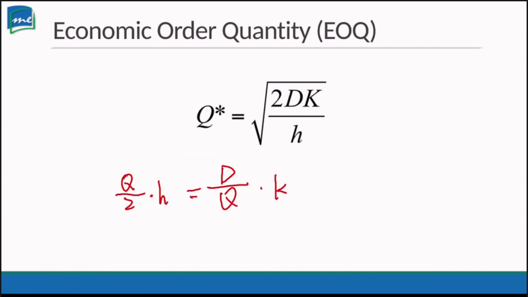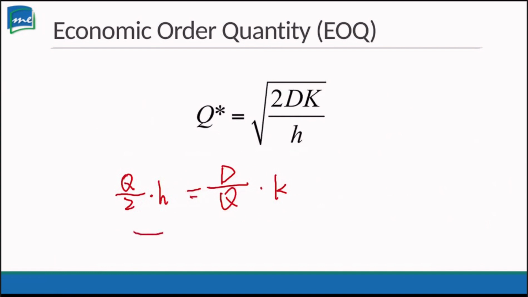And if we know the holding cost per unit, the annual demand, and the ordering cost per order, then we will have an idea about how much quantity you should place for an order. So we move the Q to one side, and the other notations to the other side. So we make a little transformation of this formula here.